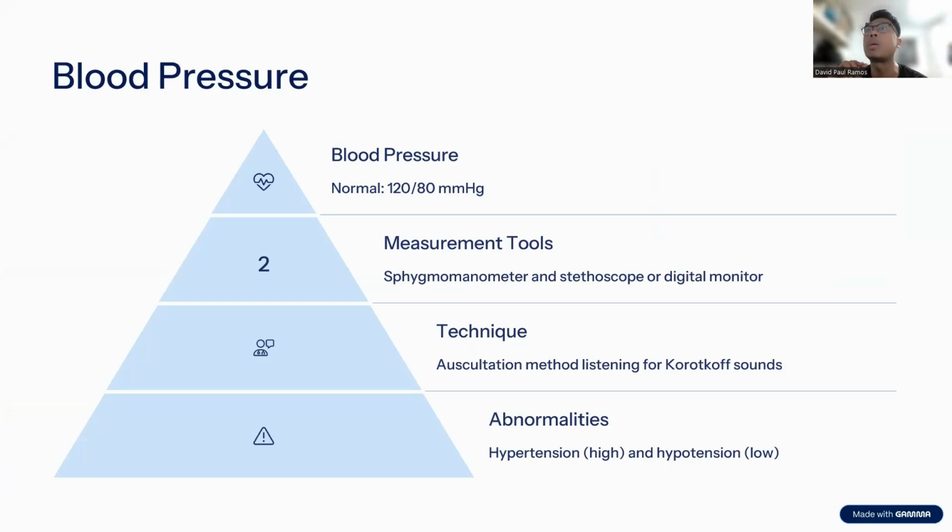Blood pressure measures the force of blood against artery walls with normal reading at 120 over 80 millimeters mercury. We can measure this using a sphygmomanometer with a stethoscope or a digital monitor. So proper technique involves auscultating Korotkoff sounds while gradually deflating the cuff. So you have to pay attention to abnormalities like hypertension, which means high blood pressure and increases the risk of strokes and heart attacks, while hypotension refers to low blood pressure, risking poor organ perfusion.